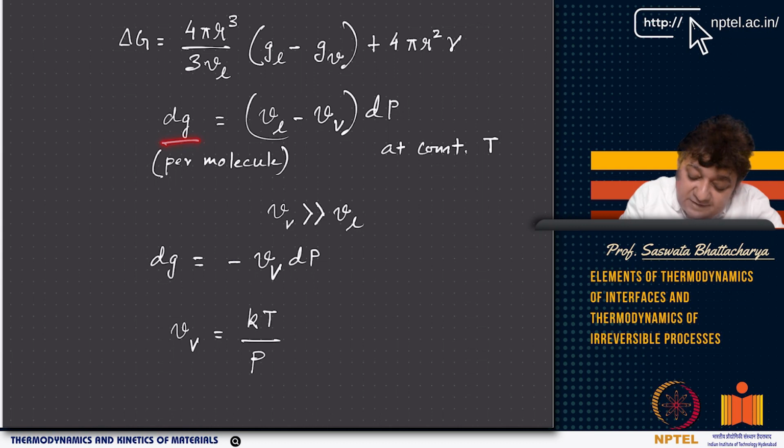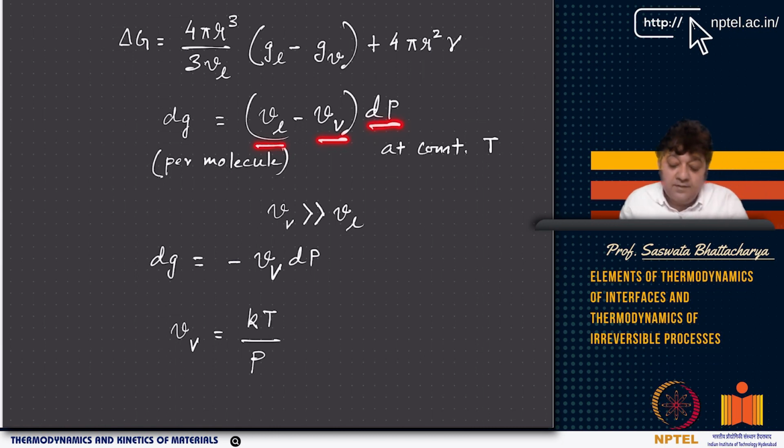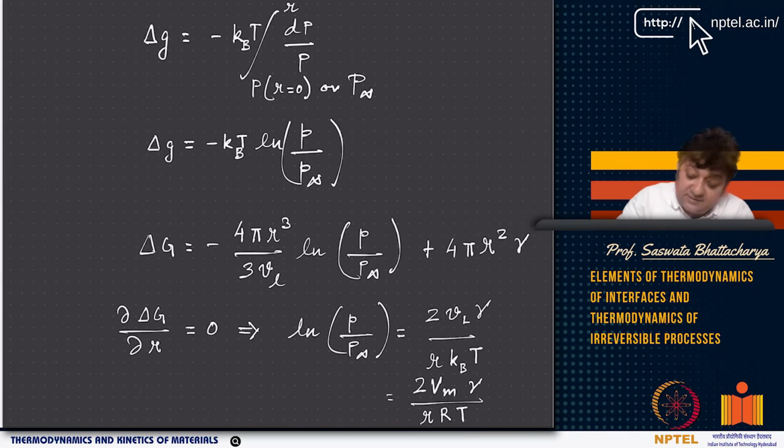Now you have dG, which is vL minus vV times dP, right? V liquid minus V vapor. This is volume per molecule, all per molecule at a constant temperature, right? So V dP minus S dT, and dT is zero. So basically dG goes to minus vV dP. Why? Because vV is much greater than vL. And I can think of this as per molecule, right? So you can use the ideal gas law. So V vapor equals nothing but kB T by P, where kB is the Boltzmann constant. Right? So you can put kB here.